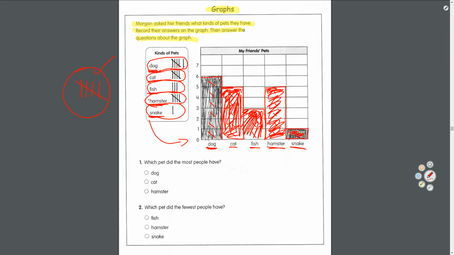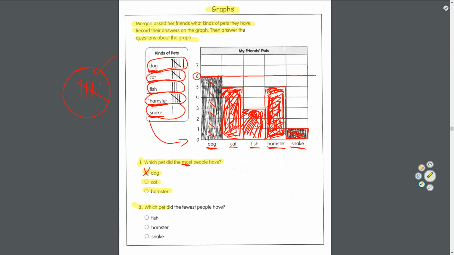Okay. Let's shade a little more. Now that we've done that, we can answer these 2 questions at the bottom. Number 1, which pet did the most people have? Dog, cat, or hamster? So the biggest number. Looking at this one, we can see dog. Nothing else gets up to that line. Dog has 6. So the most people had dog.